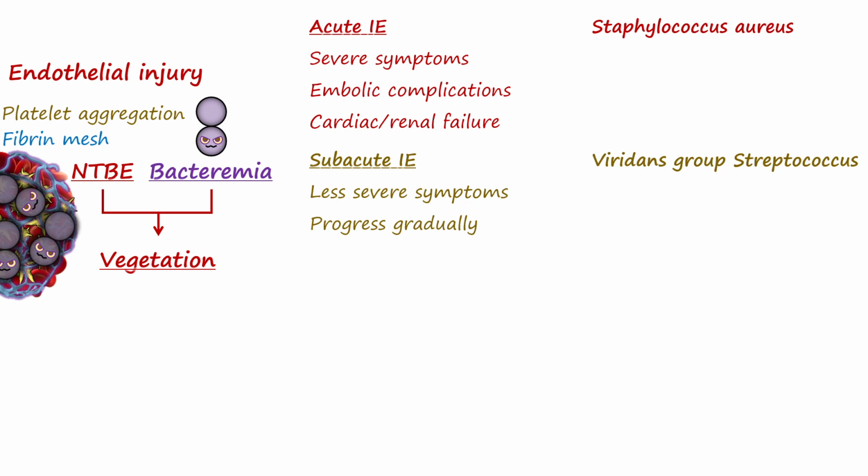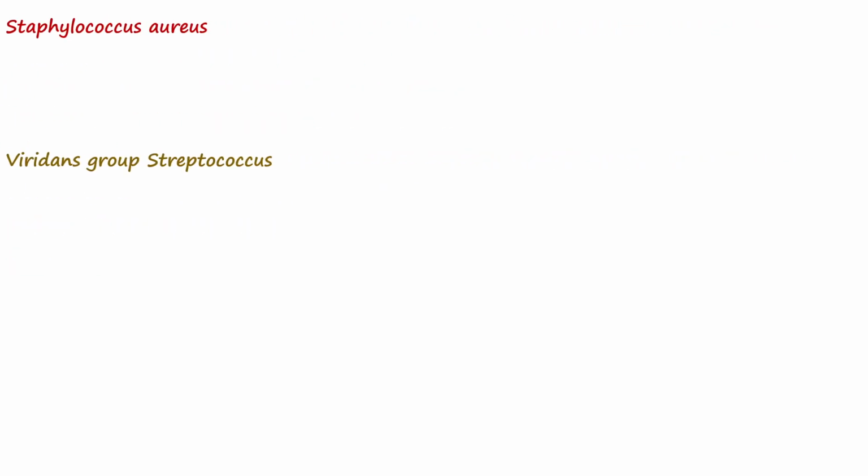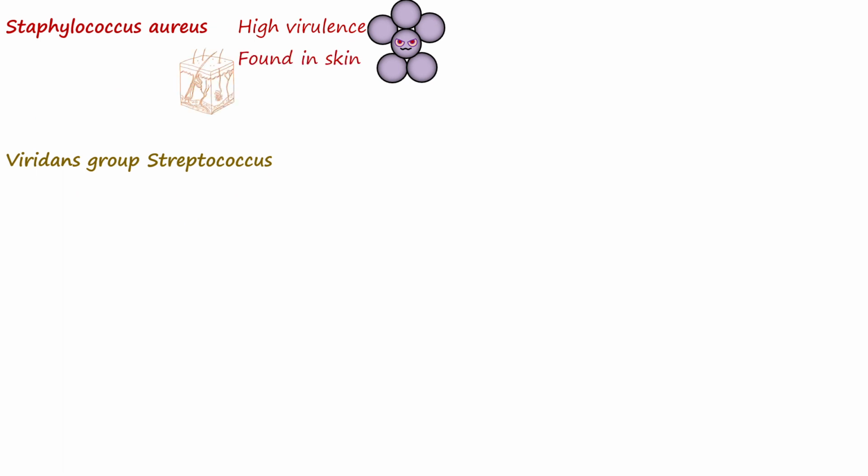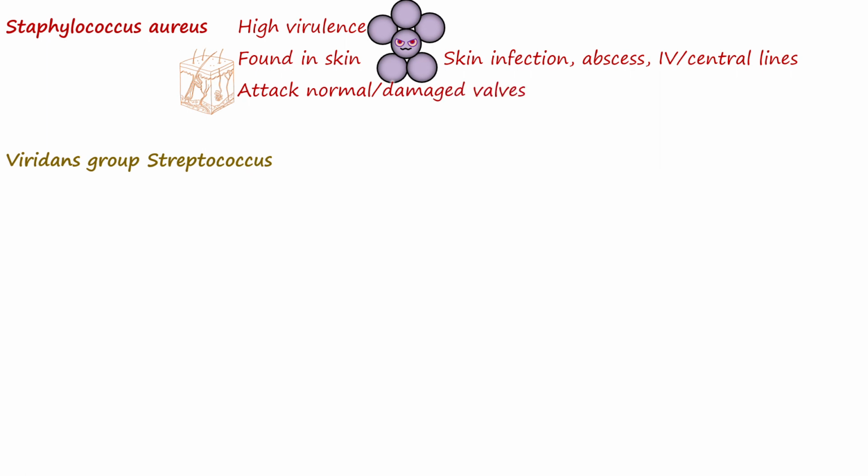Staph aureus is famous for high virulence and typically hangs out on the skin. It can sneak into the bloodstream through skin infections, abscesses, or even intravenous or central lines. It can affect both healthy or already damaged heart valves. They can grow very fast and form abscess and rapidly damage the valves, resulting in severe symptoms. Although they usually attack mitral valve, tricuspid valve involvement is more common in people who inject drugs.